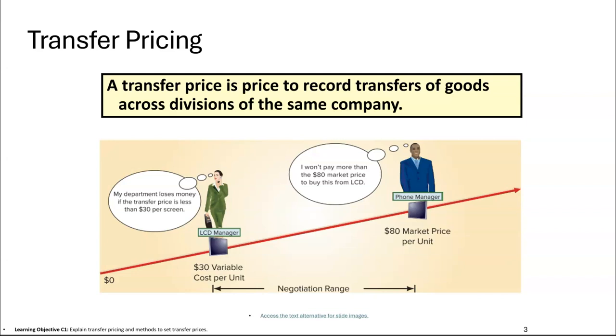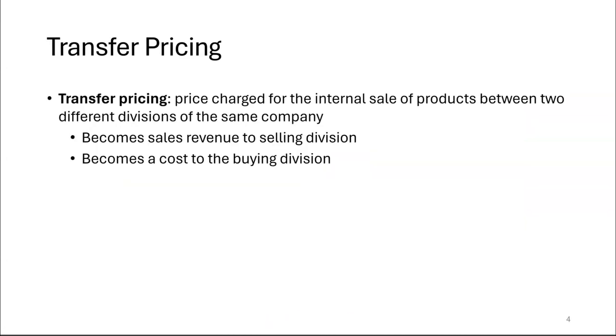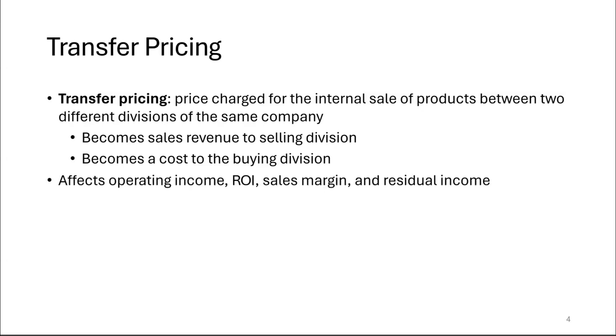The department that has the goods doesn't want to sell below their variable cost per unit, and the division that wants to buy the goods doesn't want to pay more than they would pay out in the marketplace. Again, transfer pricing is the price charged for the internal sales of products between two different divisions of the same company. It becomes sales revenue to the selling division, and a cost to the buying division.